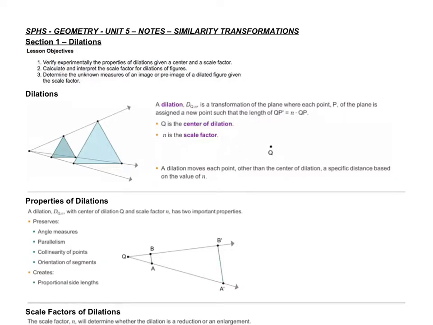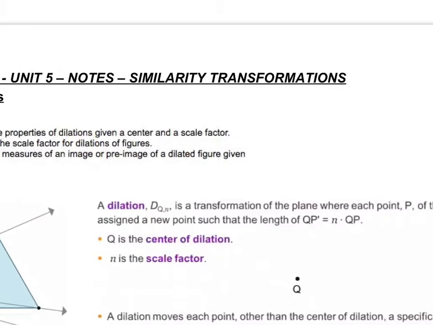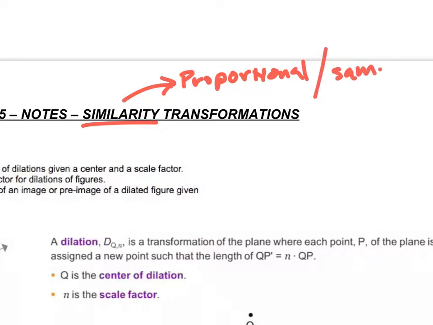Hello and welcome to the Unit 5 videos for geometry. This is about similarity transformations. The first thing we're going to talk about today are dilations. Before we talk about dilations, I want to talk about this word similarity. The word similarity means proportion, proportional, and that means the same shape, but different size.